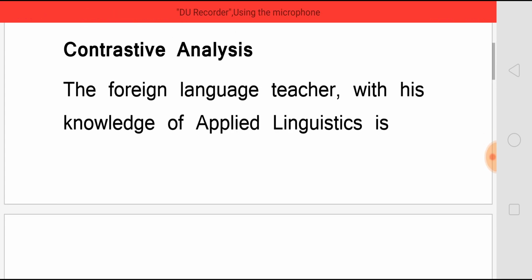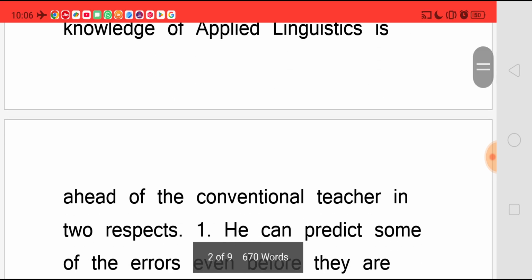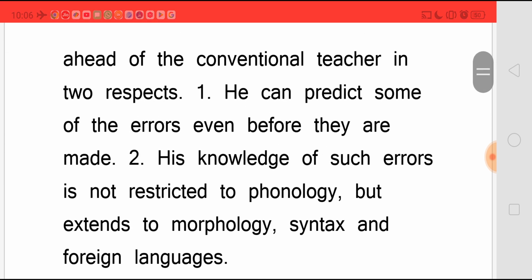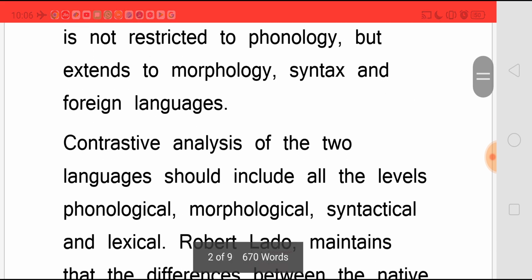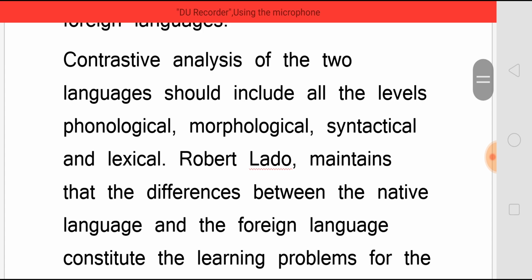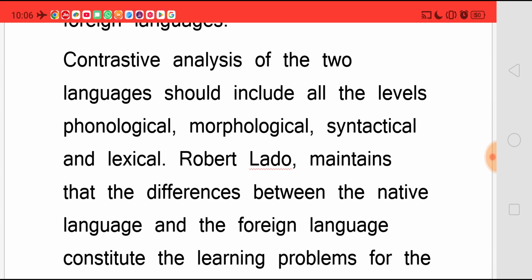The foreign language teacher, with his knowledge of applied linguistics, is ahead of the conventional teacher in two respects. That is, he can predict some of the errors even before they are made, and his knowledge of such errors is not restricted to phonology but extends to morphology, syntax, and vocabulary. Contrastive analysis of the two languages should include all the levels: phonological, morphological, syntactical, and lexical.